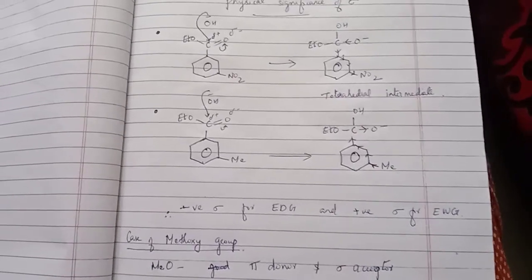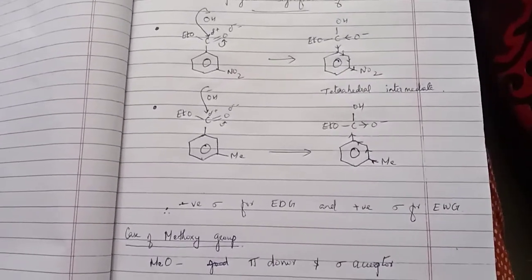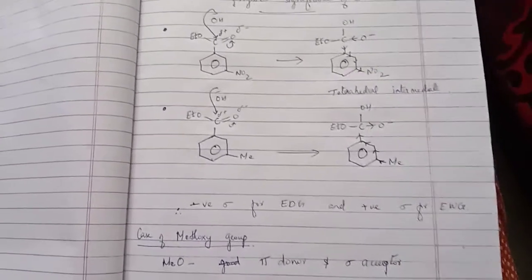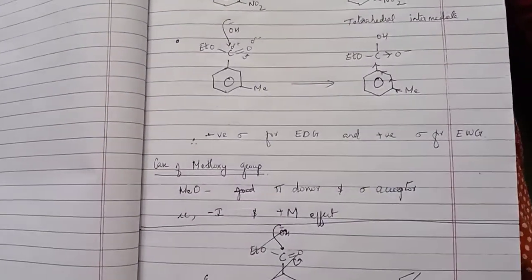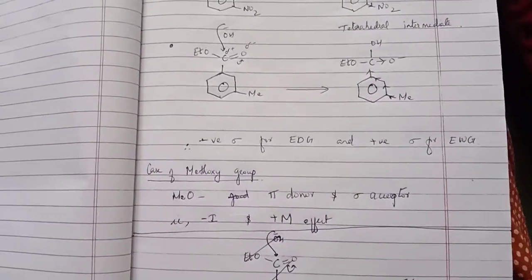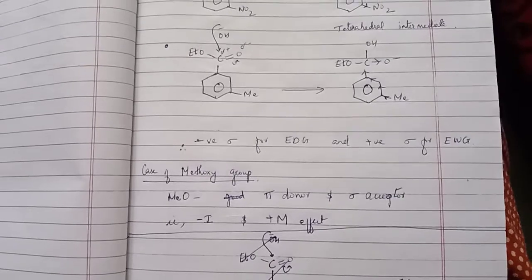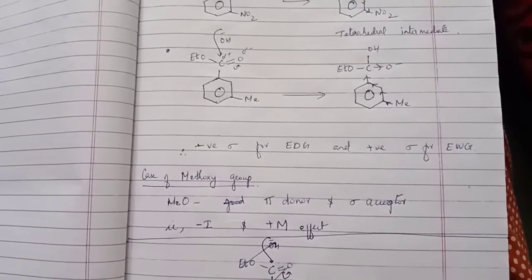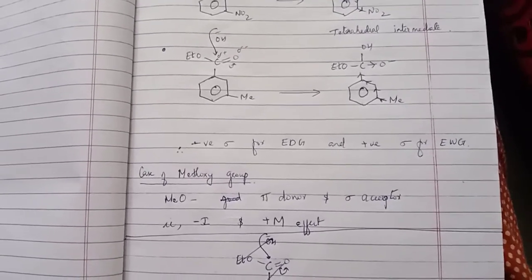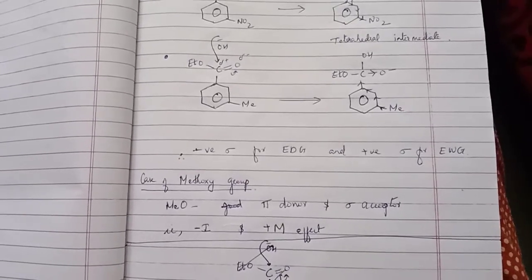Yes, we can say this for the para substituent also. It is the same. And a special case is there. It is the case of the methoxy group. Methoxy group is a pi donor and a sigma acceptor.